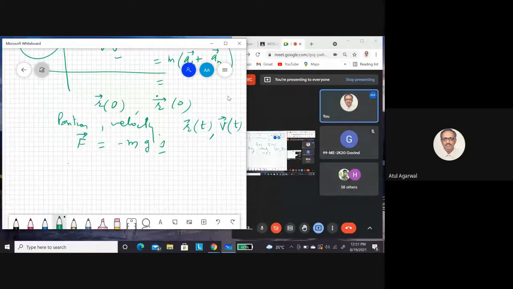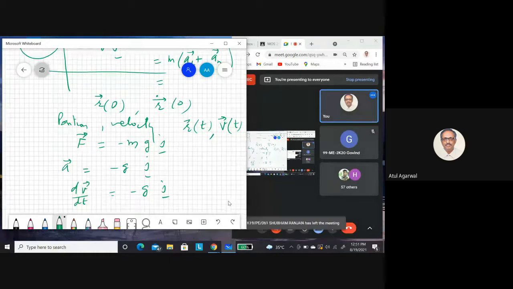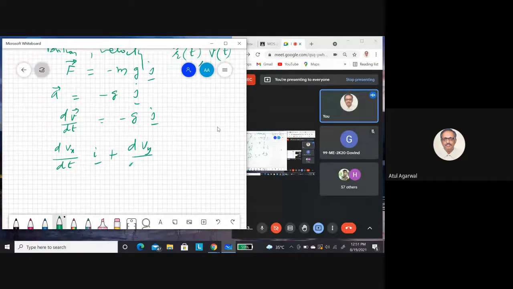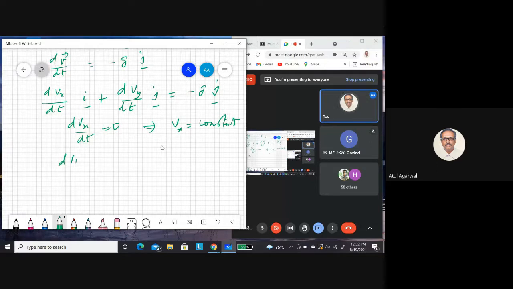So you know your acceleration is minus g j. So how do you find it? This is nothing but dv by dt equal to minus g j. Velocity you can write in x component and y component. So dvx by dt i plus dvy by dt j is equal to minus g j. On the right hand side there is no x component of acceleration, so dvx by dt is equal to 0, which implies vx is a constant. It doesn't change with time. So you see you're making your life easy. That is why you chose the i and j, x and y coordinate system. dvy by dt is equal to minus g.